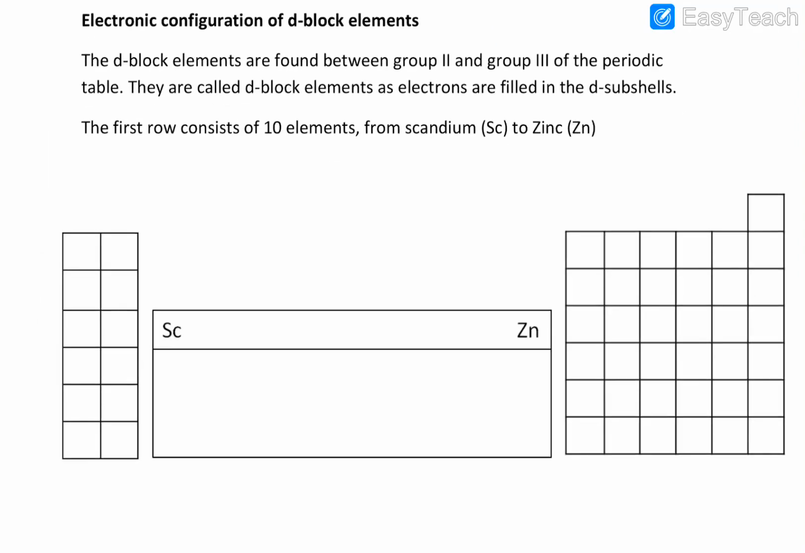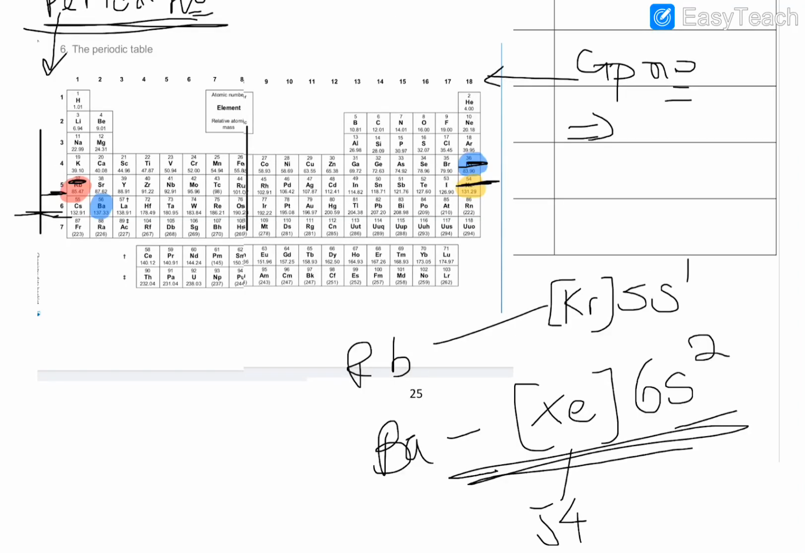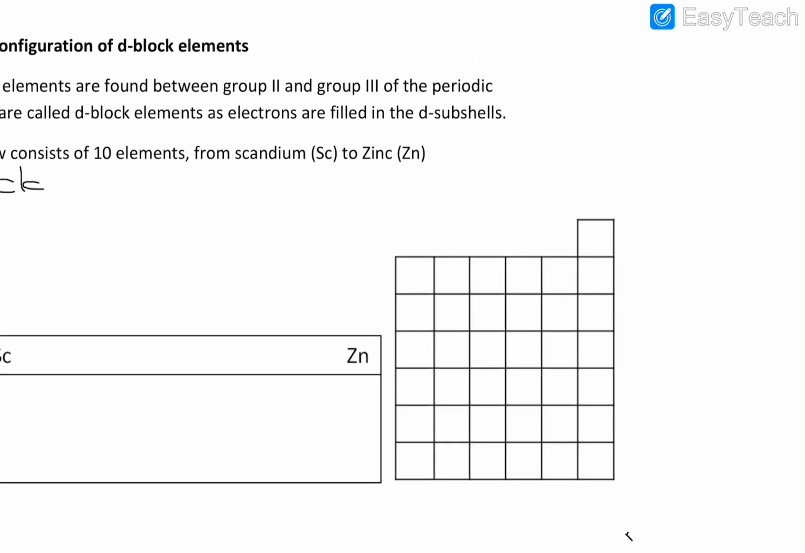Now, electronic configuration of D block elements. So this is called the S block. Why S block? Because if you look here, we're filling in the s orbitals. Everything in here will be filling in just s orbitals. The last shell that we fill in is the s orbital. That's why this is called the S block. Then this is called the P block, because the last subshell that we fill in for these elements is the p orbital, the p subshell.